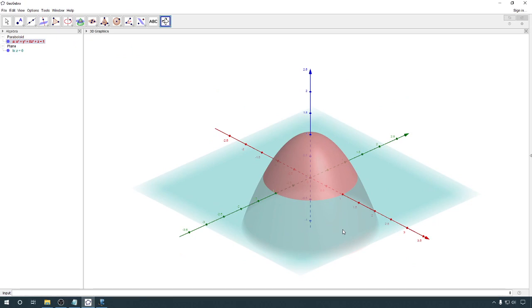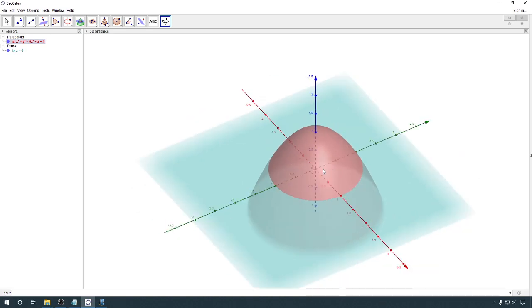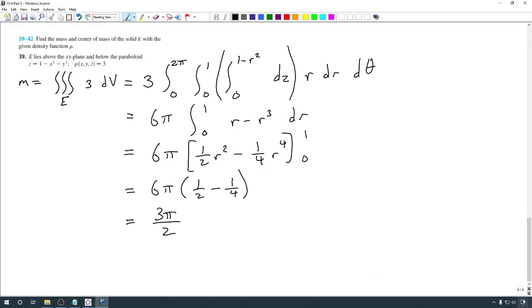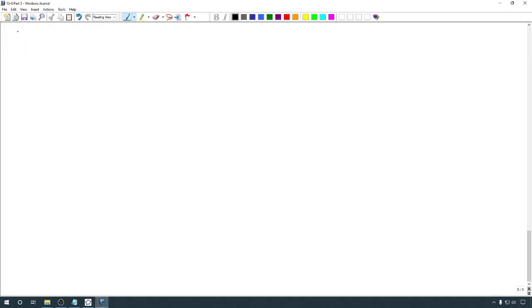Now, the volume here is actually pi over 2. But since we had a density of 3, the mass of it is 3 times that. We'll go ahead and compute our moments. So remember, myz is a triple integral of x times our density. Our density here again being 3, so really we're just integrating 3x. I'm going to go ahead and pull out that 3, and we'll set up our integral just the same way.